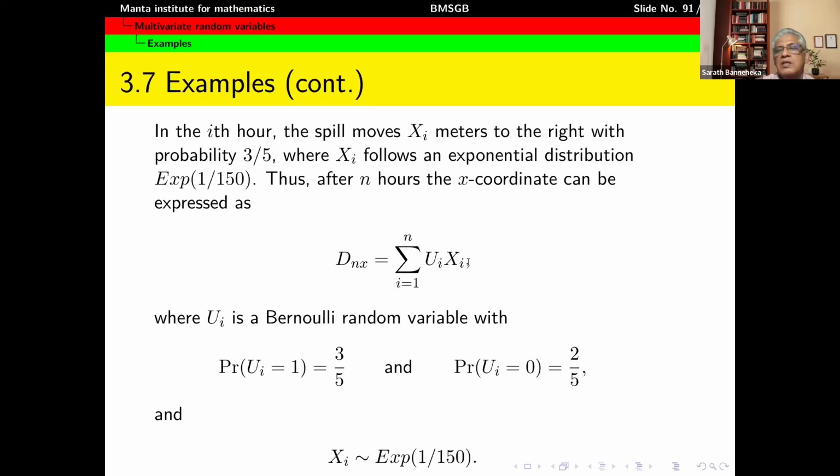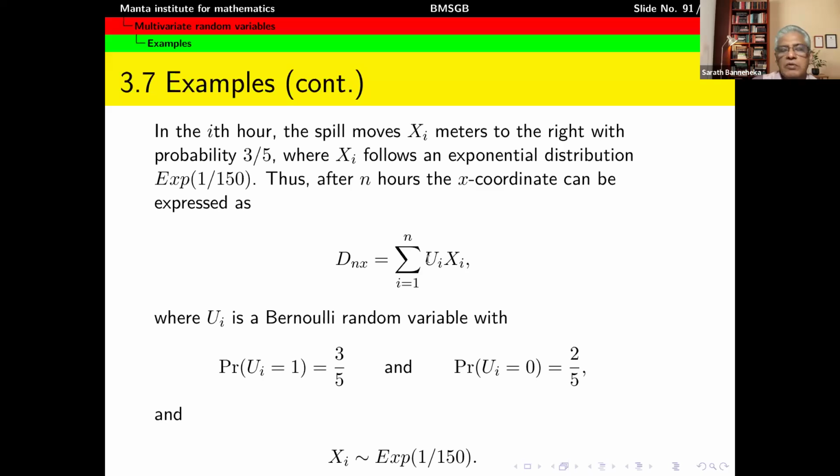Right? So therefore, in the ith hour, the distance it moves will be equal to 1 times xi or 0 times xi, where xi will be an exponentially distributed random number, right? So ui is a Bernoulli random variable in this case, because ui takes value 1 or 0. Therefore, directly we can get, because we will need the expected value of ui, we will need the expected value of this quantity. And this ui and xi are independent, right? ui and xi are independent. So when you are calculating the expected value of D_n^x, it will be equal to the expected value of the sum of this product. That will be equal to the sum of the expected value of this product. But in the last class, we saw that if x and y are two independent random variables, then the expected value of the product will be equal to the product of the expected values.